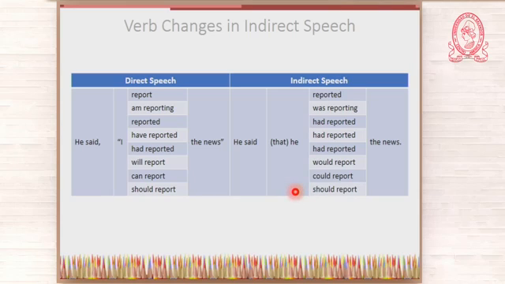As you can see, there are two cases in which you don't make a change in the verb when you're dealing with indirect speech. Past perfect, had reported, and should, you continue using should. Okay? So this chart is very important and you have to study it several times and do exercises so you internalize and you memorize the changes, and sometimes when you don't have to change. Now let us continue.